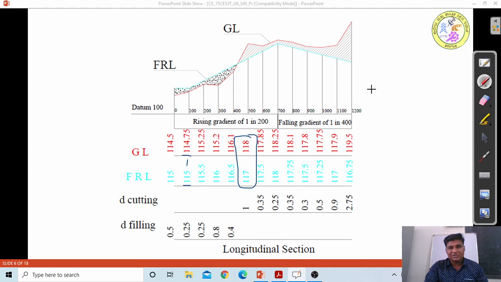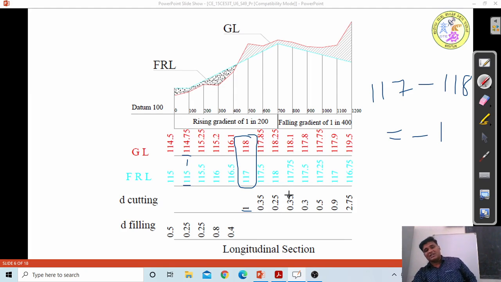Here the formation level is 107 minus the ground level is 108. So it will be minus 1. Since it is negative, it will be written in cutting.